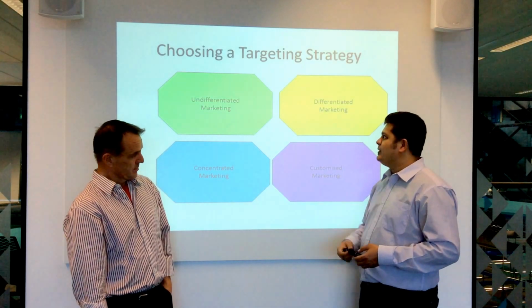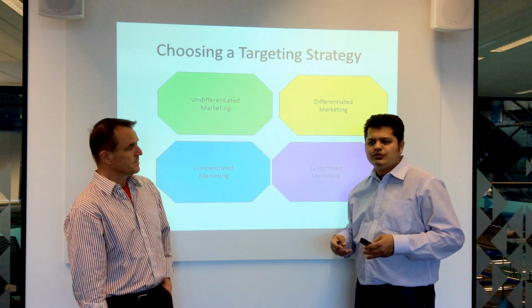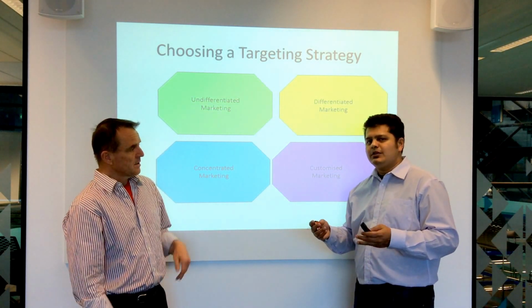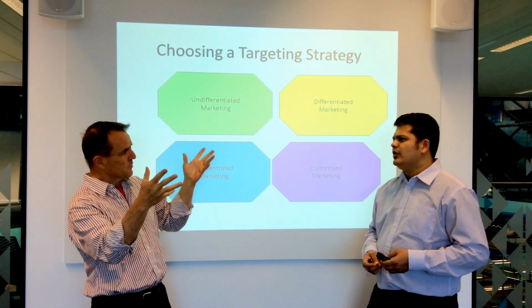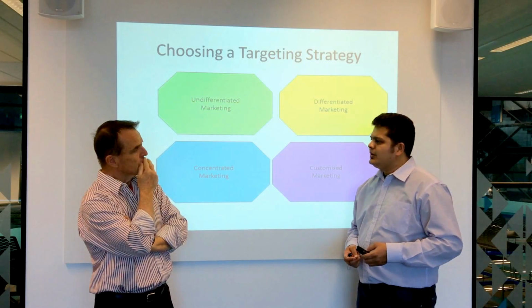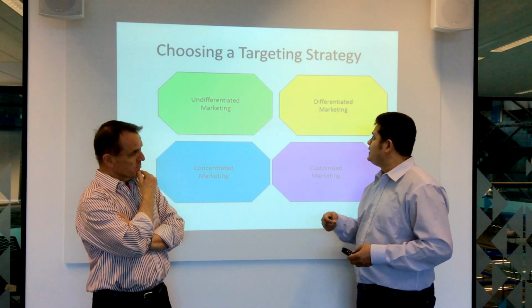The first one is undifferentiated marketing, in which we try and offer one product to everyone. So in this case, we offer Coca-Cola, just the normal Coca-Cola to everyone. You can also talk about a bottle of mineral water, which could be bought by everyone else, and it could be a baby or an adult.